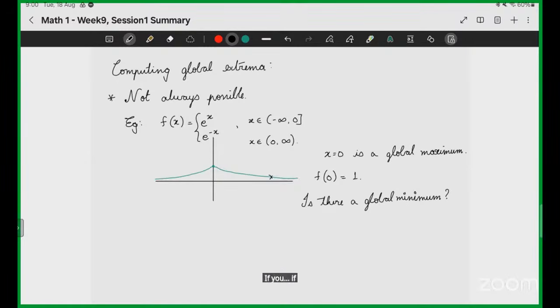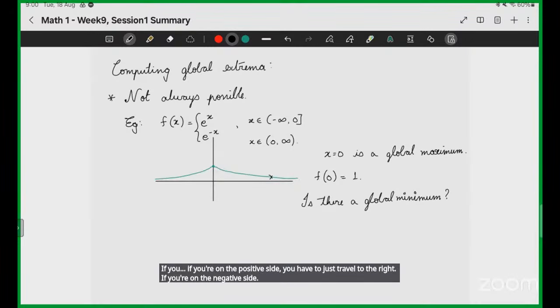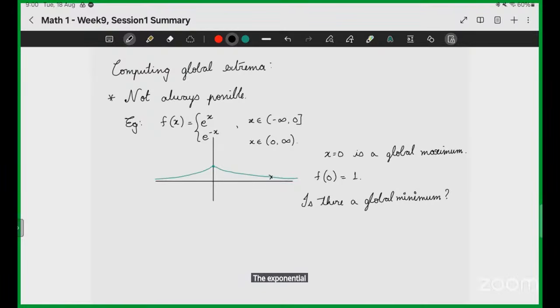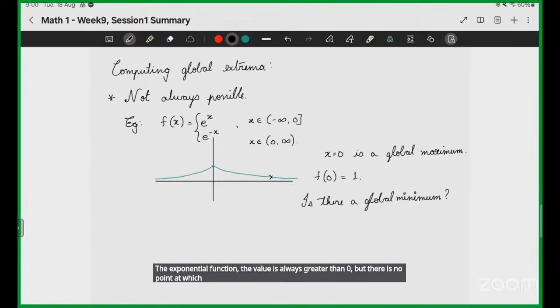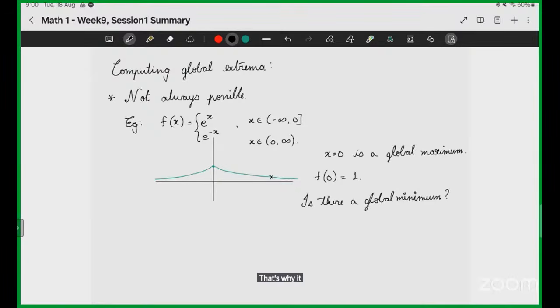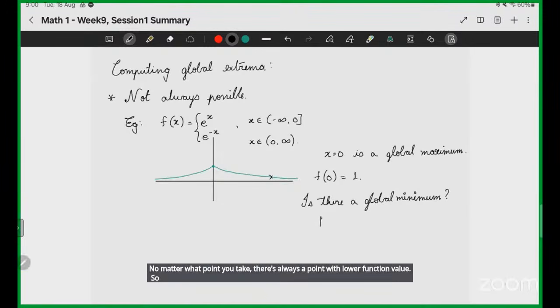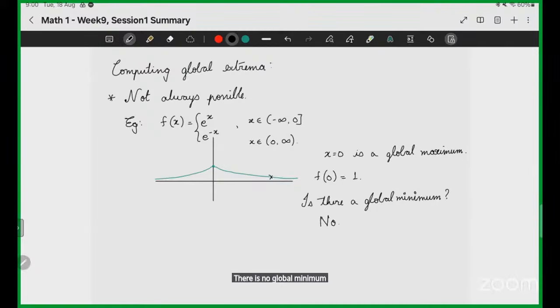If you're on the positive side, you have to just travel to the right. If you're on the negative side, you just travel to the left a little bit, and you'll find a lesser value. So there is no single point. Like the exponential function, the value is always greater than 0, but there is no point at which 0 is actually attained. That's why it's asymptotic to the x-axis, and no matter what point you take, there's always a point with a lower function value. So there is no global minimum. Is this point clear?